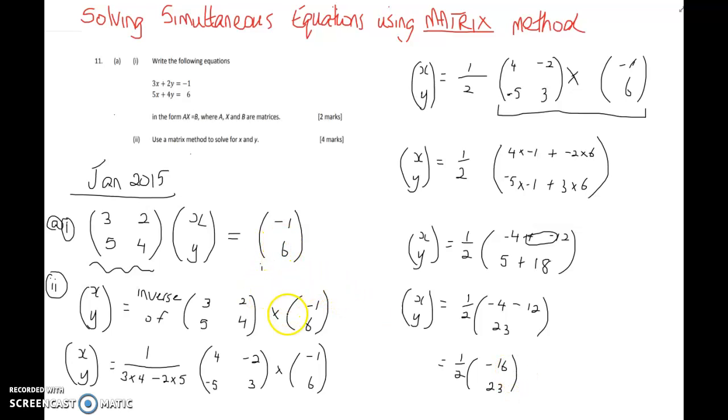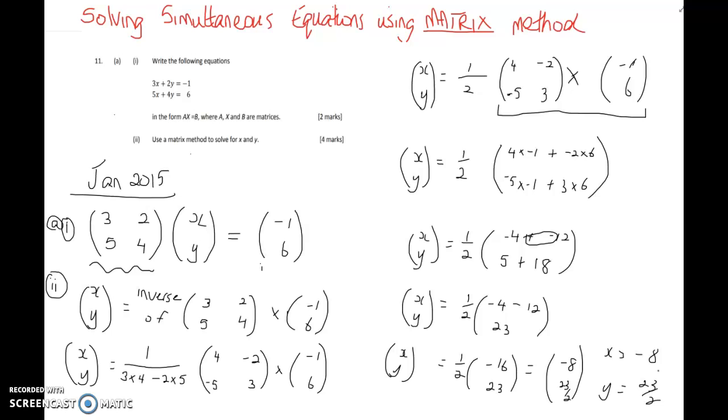And let's go back to our (x, y) here. And then we just want to simplify. A half of negative 16 is negative 8, and then 23 over 2. So my x value is negative 8, and my y value is 23 over 2.